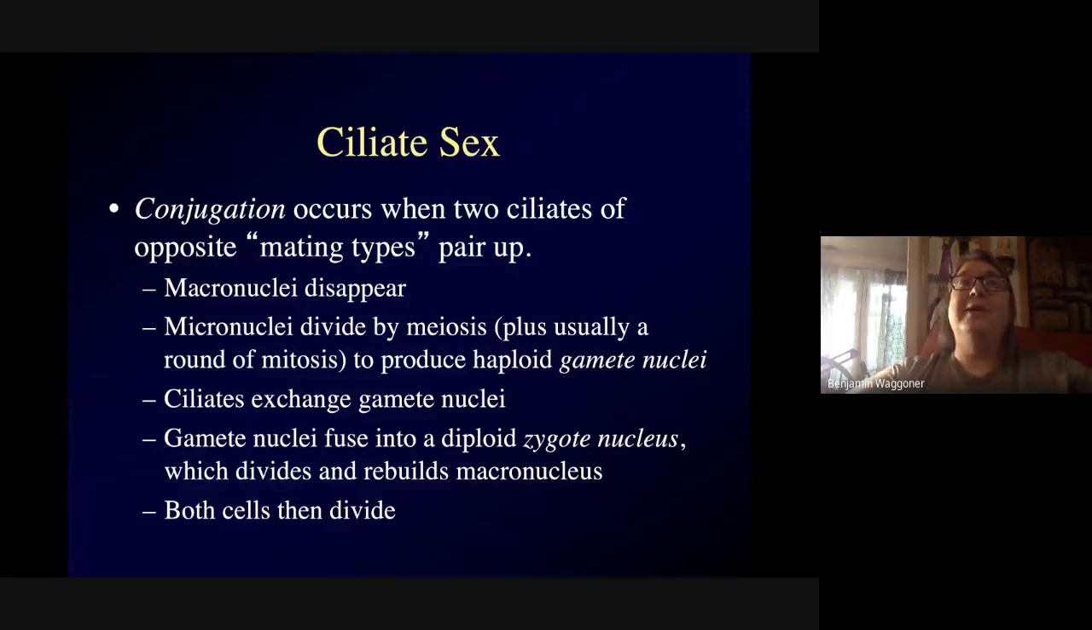The macronuclei break down, they disappear. The micronuclei divide by meiosis to produce these haploid gamete nuclei. The ciliates swap gamete nuclei. The gamete nuclei fuse into a diploid zygote nucleus. That divides and rebuilds the macronucleus, and then both ciliates separate and divide.